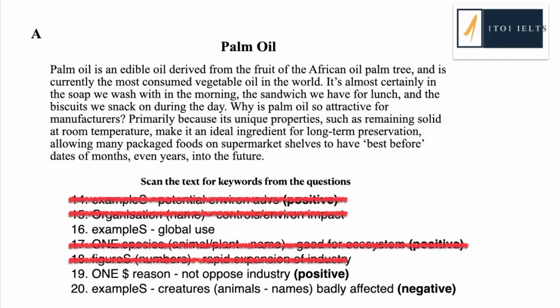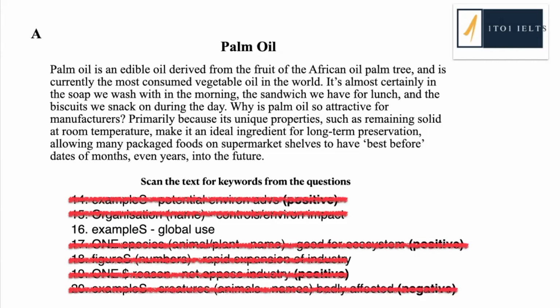19 talks about a financial reason not to oppose the industry. There's no mention about reasons not to oppose the industry. Again, we know that 19 is not possible. And 20 is talking about examples of creatures. There are no names of creatures in here. So we know that 20 is also not possible.